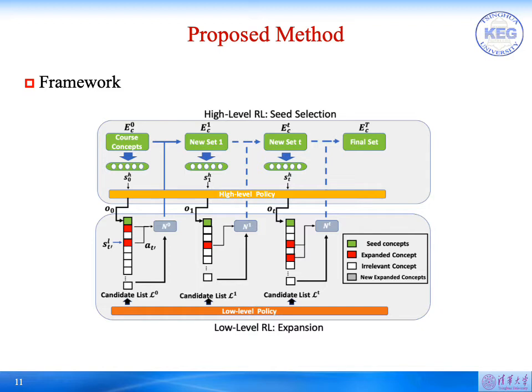The high-level RL, given a course concept set, can select some useful and important seeds into the low level, and the low-level RL will take this as an input and scan the whole list of the candidates and finally get expanded ones. This process will iterate until the set is large enough or there are no high quality candidates to be expanded.